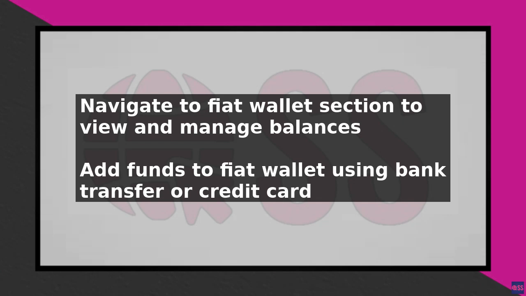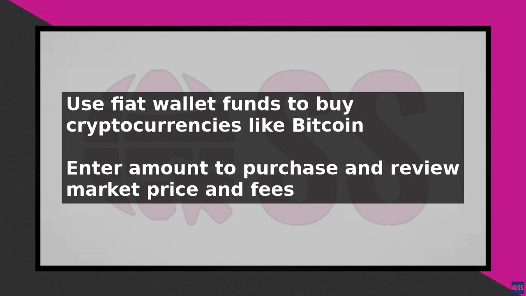Follow the instructions to complete the deposit process, which may include entering the amount you want to deposit and confirming the transaction. With funds in your fiat wallet, you can now use them to buy cryptocurrencies, such as Bitcoin or Ethereum. To do this, go to the trade section of the app, select the cryptocurrency you want to buy, and enter the amount you want to purchase. The app will then display the current market price and the total cost of the transaction, including any fees.